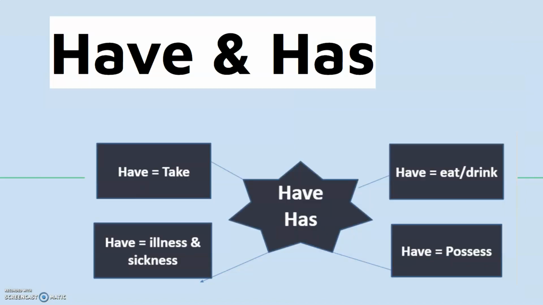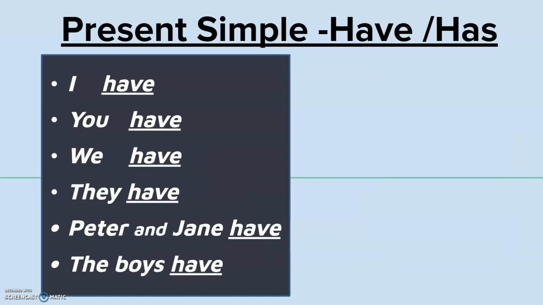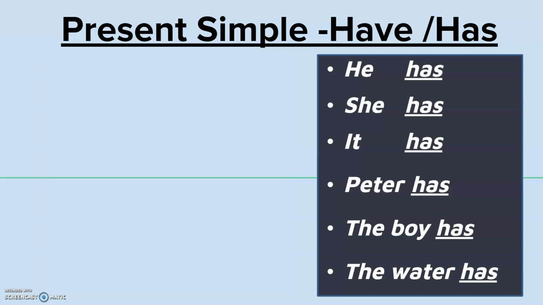Another very commonly used verb, have. So have and has, let's see how that works. As you can see, it follows exactly the same rules. I have, you have, we have, they have. Okay, and then when we have a plural subject, Peter and Jane, the boys, we use have. With the singular subject, he, she, it, we have the S, has. Peter has, the boy has. And water, so when it is an uncountable noun, we also have the S, has.